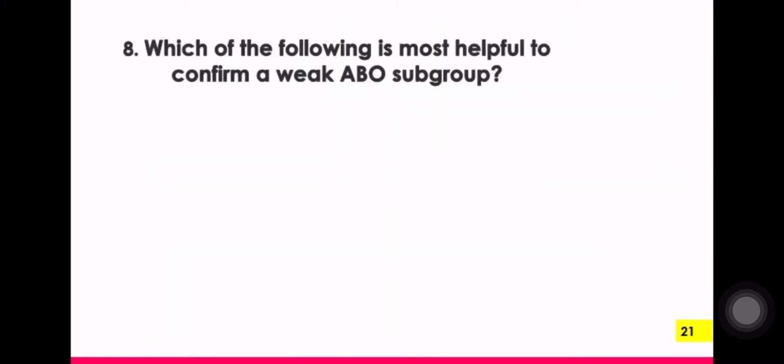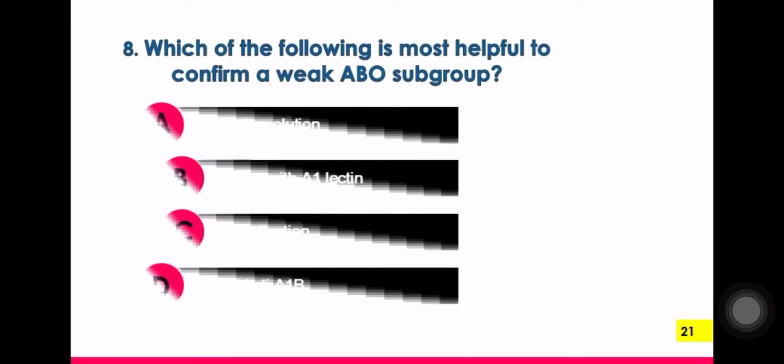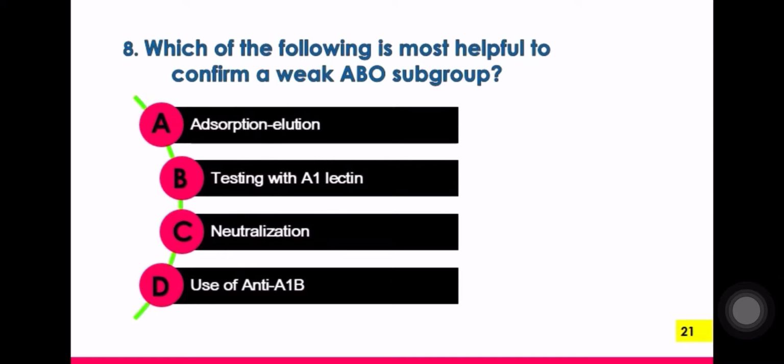For number 8, which of the following is most helpful to confirm a weak ABO subgroup? A. Adsorption elution, B. Testing with A1 lectin, C. Neutralization, or D. Use of anti-A1B. The correct answer is letter A, adsorption elution.